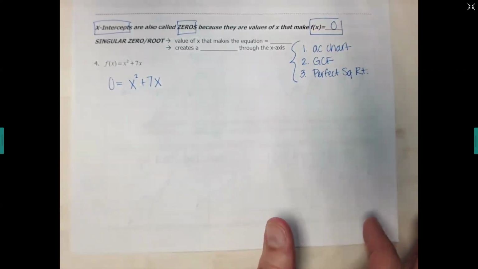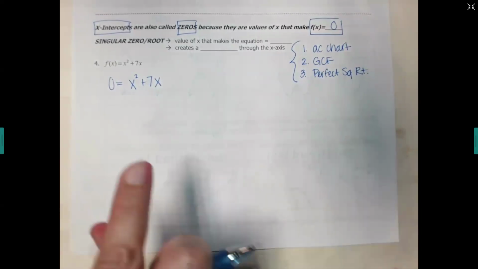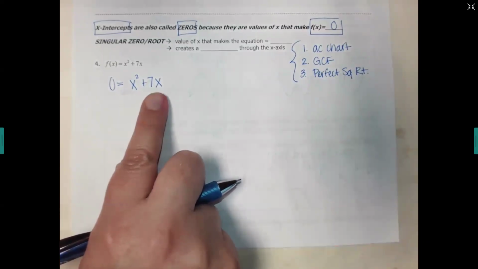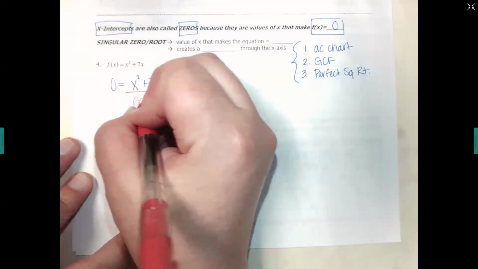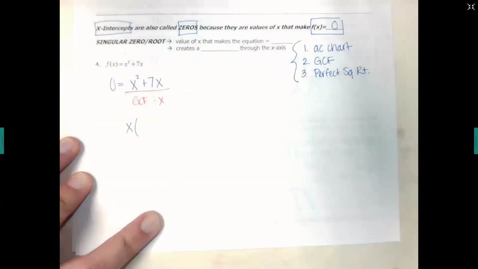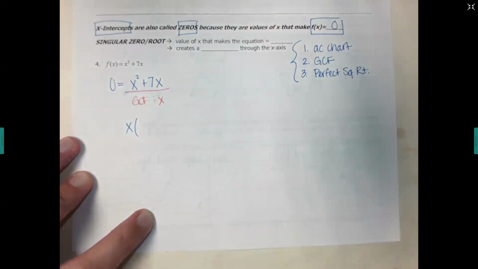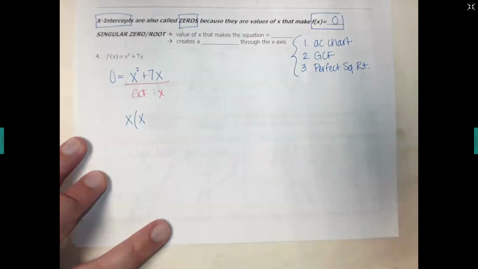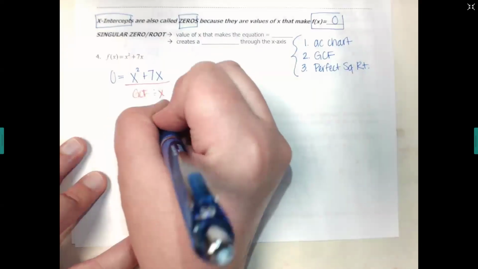Looking at this question, which of those methods would help me factor it? GCF is correct. Remember, a GCF can be a number or a letter. What is it for this question? We can take out an x. Very good. So I'm going to put GCF, divide by x. My x comes out. What is x squared going to leave me with? x. And from the plus 7x, now it's just a plus 7.